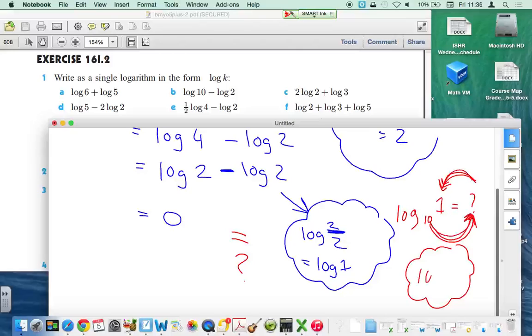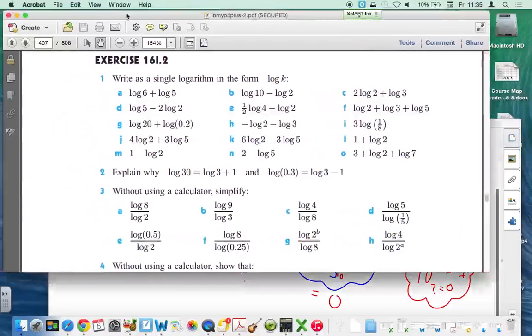0. Ten to what power is going to give us the answer 1? 0. Okay, so the question mark is equal to 0 there. In other words, if you're using base 10, the log to base 10 of 1 is actually equal to 0, so that answer is correct. That's just an extra thing for you to think about, but all you're really doing here is just using the laws of logarithms.